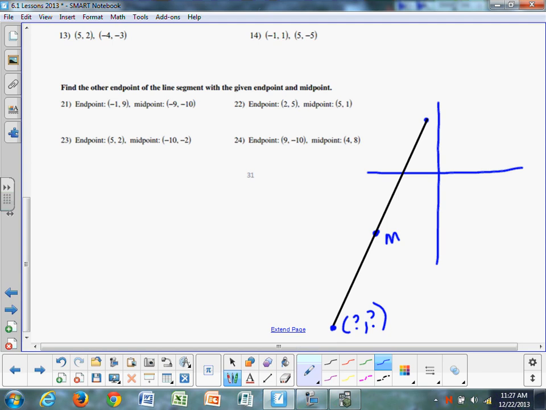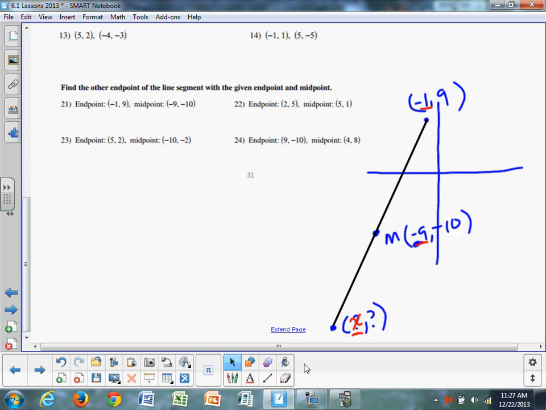And this one is -1, 9, and the midpoint is -9, -10. Now, what I know from the midpoint formula is that if I add this -1 plus this missing one here, let's call that x, and divide by 2, I should get -9. And also, if I add this 9 and this missing one here, let's call that y, and divide it by 2, I should get -10. I should get the midpoint.